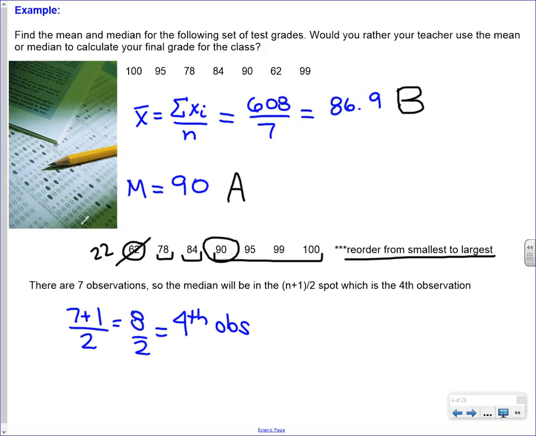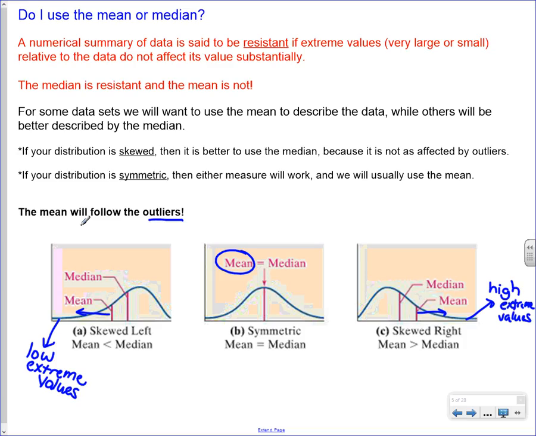So what we're going to look at is if we notice that we have really low observations or some really high observations, then we have to be aware of the fact that the mean is going to be affected by those high or low numbers, okay? And in that case, it might make more sense to use the median instead of the mean, okay?